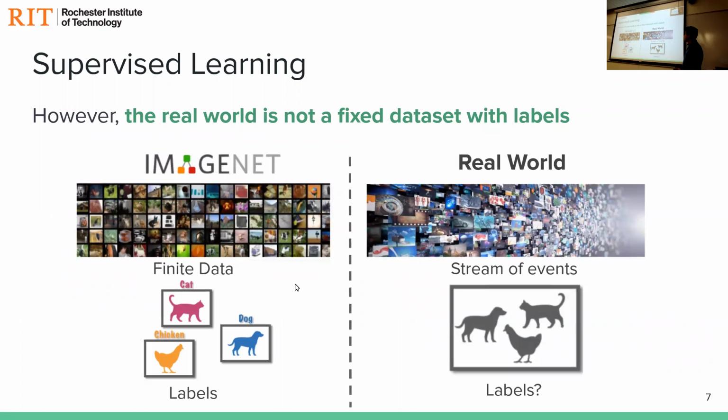But there is an issue. The real world is not a static data set, right? This ImageNet data set is a finite set of data. We have this million of images, and we have labels. We always have these categories for each image.